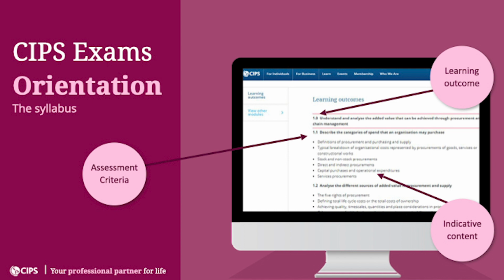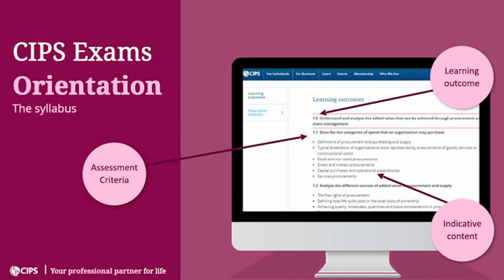So looking at key aspects of organizational infrastructure, the assessment criteria breakdown might say something like key aspects of corporate governance. And then the bullet pointed list that you can see here, this is what we call the indicative content for each module. And this gives you a further indication of the elements that you should learn. But remember, it's not an exhaustive list. CIPS examiners use the syllabus to set the questions.